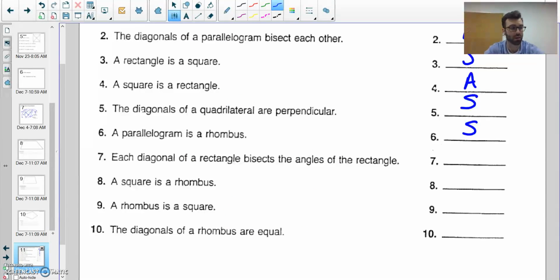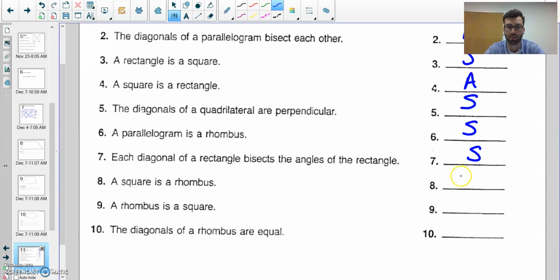Each diagonal of a rectangle bisects the opposite angles. Well, is that always going to be true? Okay, what do you think? That could be true, but I don't know if it'll always necessarily be true. The diagonals bisect the opposite angles. That's not going to happen if the rectangle is not a square. If the rectangle is a square, that'll happen. But if it's not a square, then it won't happen. So that's going to be a sometimes.